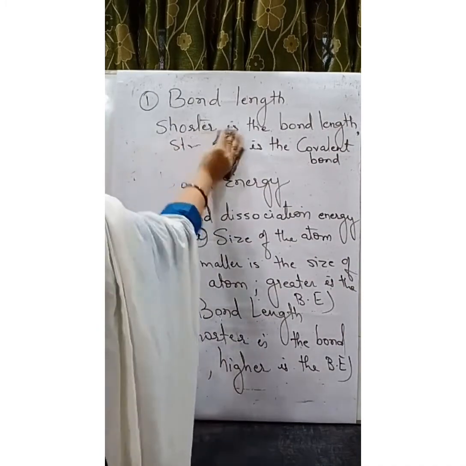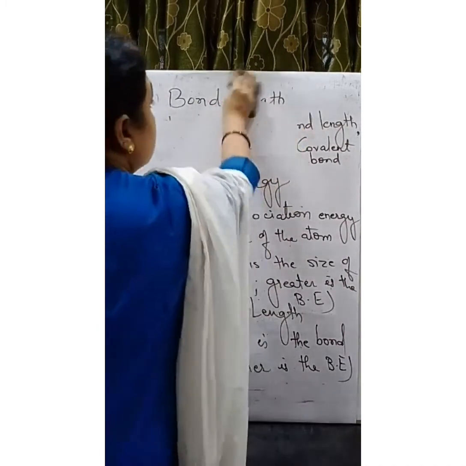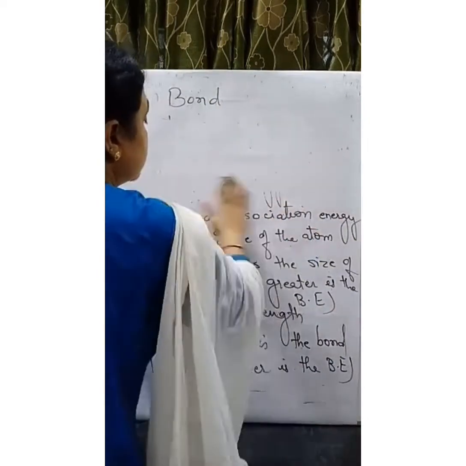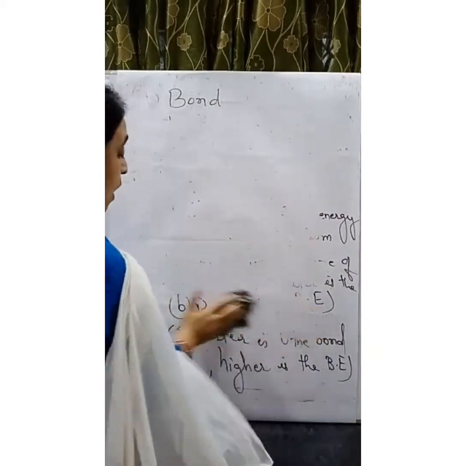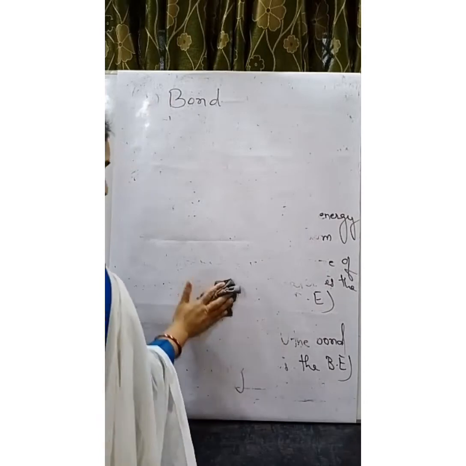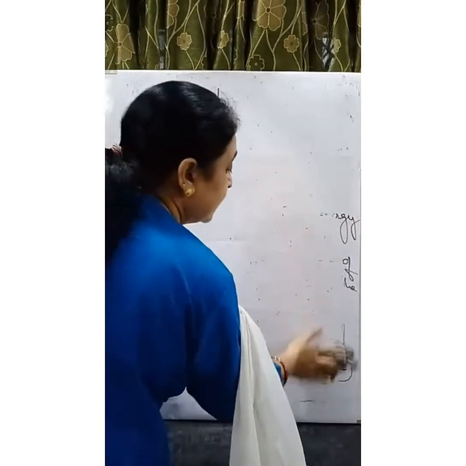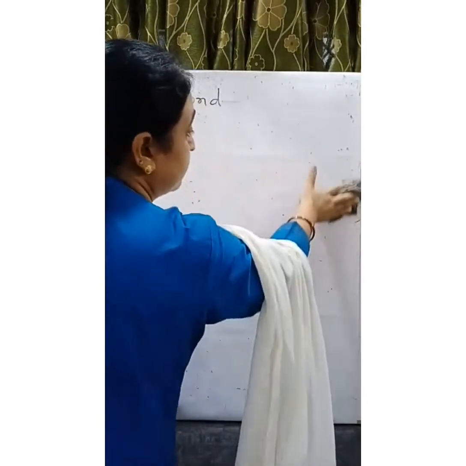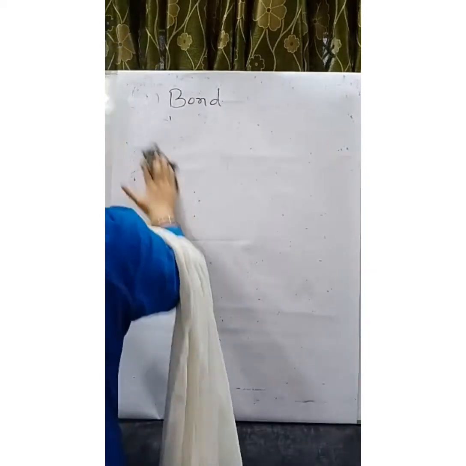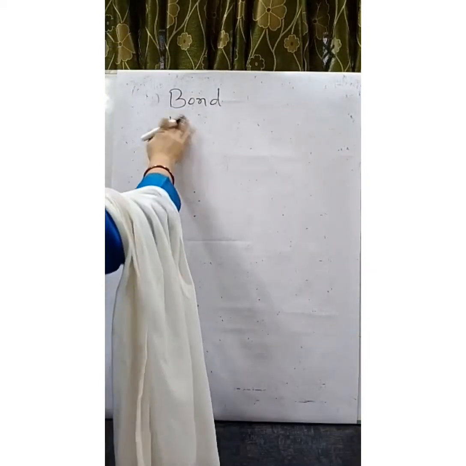Let us move on to the third parameter, which is known as bond angle. Basically, an angle is formed between minimum 3 atoms. Bond angle.